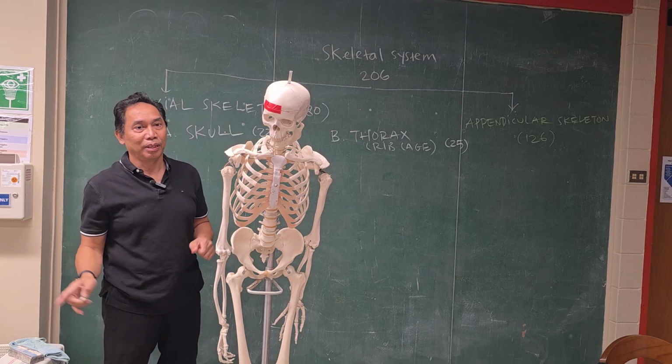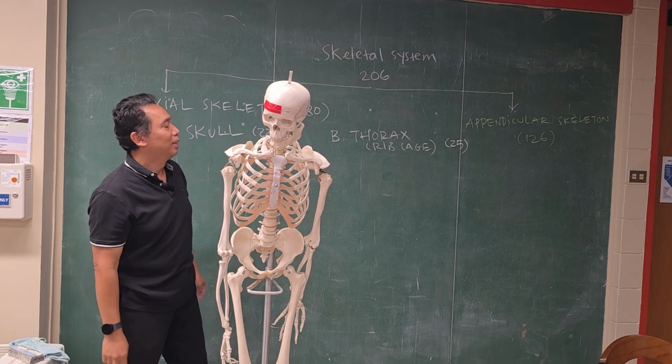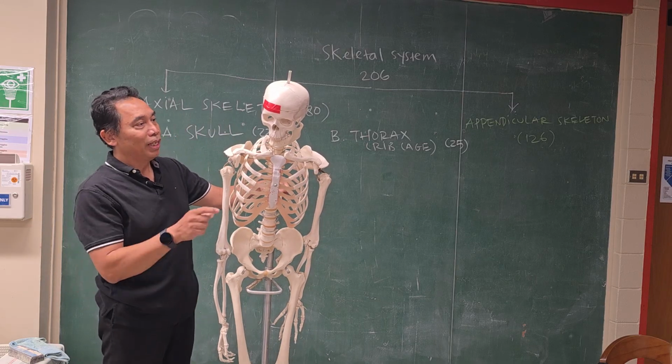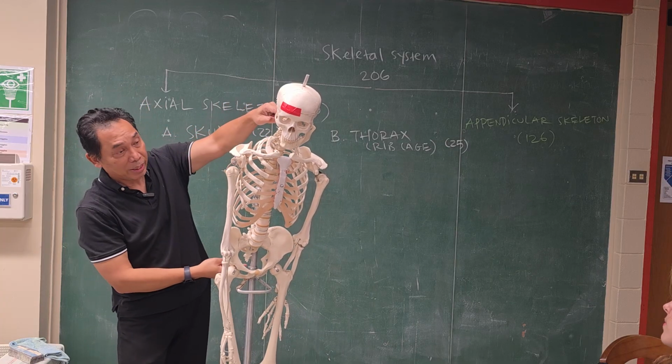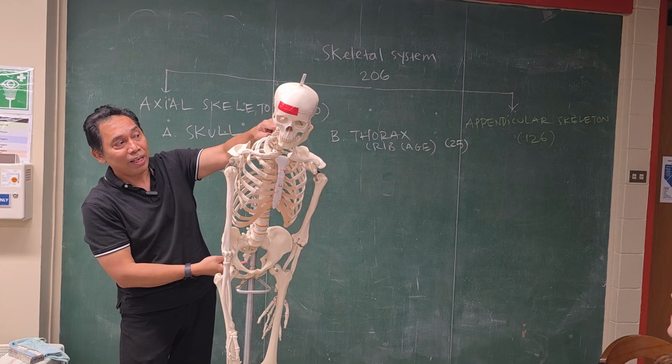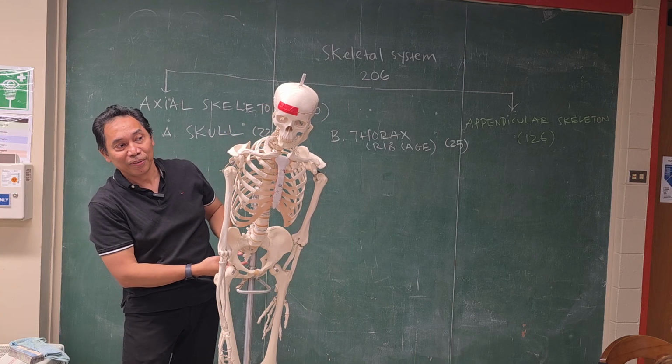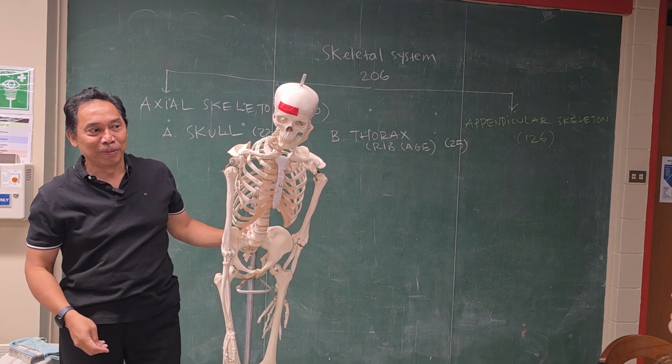Okay? Get this one? Now, C will be this. Okay? From the top to the tail. Many vertebrae over there. What do you call that?